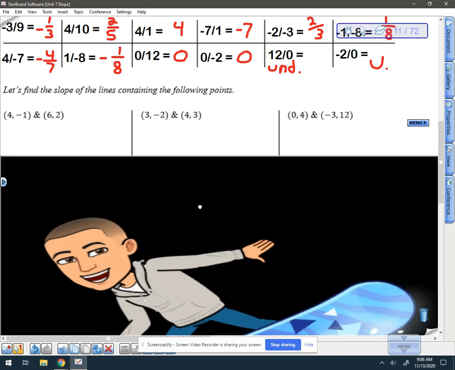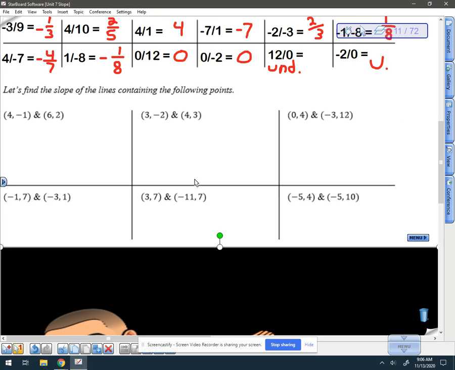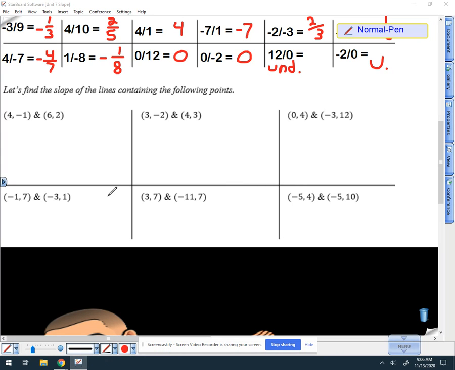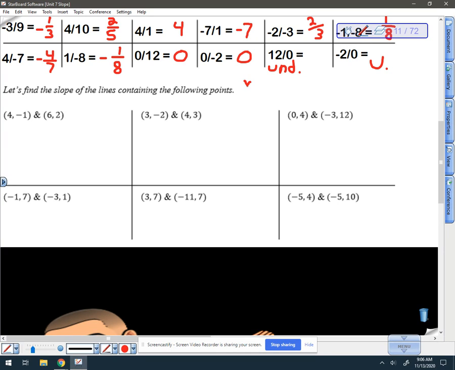Let's go down here and let's look at these together. I'm going to do the top ones, and then I'm going to have you do the bottom ones on your own to make sure you've got this. So remember, our formula: you take the second y and you subtract the first y. So take the y from the second problem minus the y from the first problem. And then you put that over top of your x from your second point minus your x from your first point.